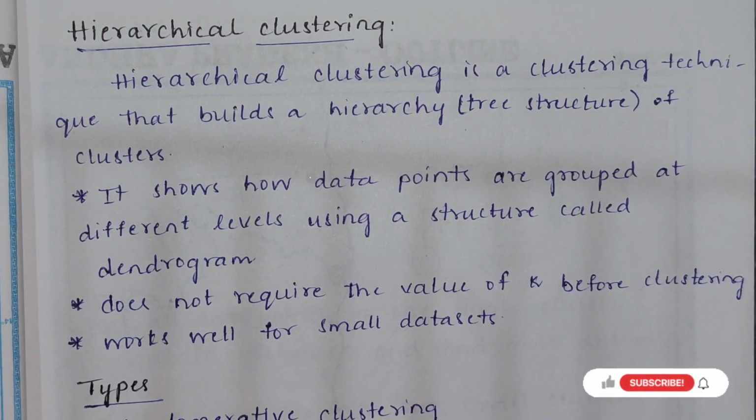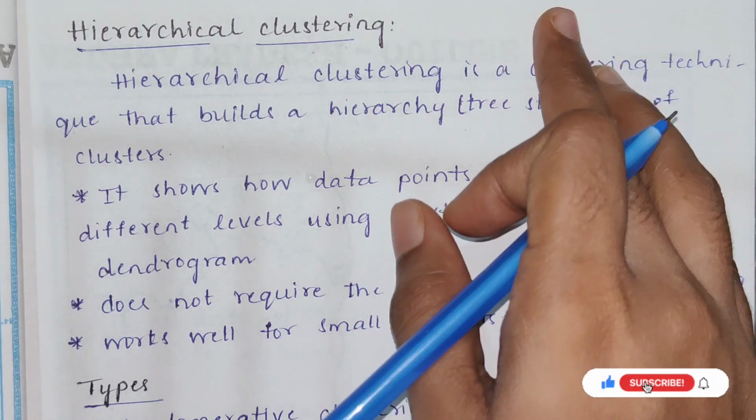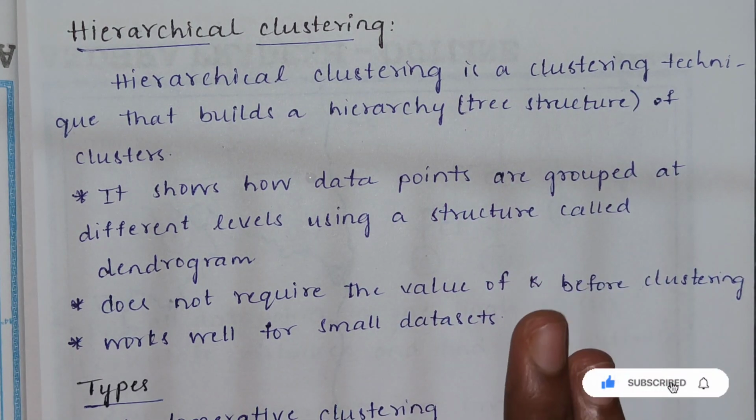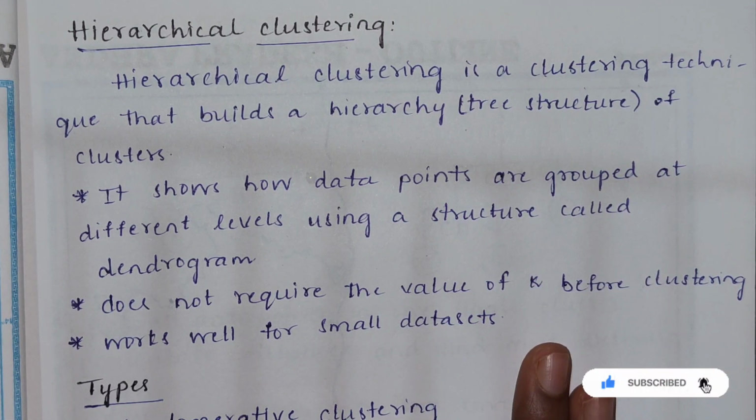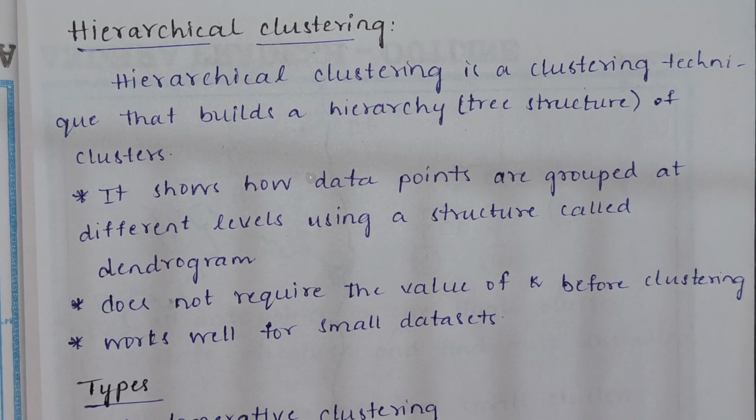First of all, let us have the basic idea of hierarchical clustering, and after that we will study these points. Hierarchical clustering is a type of clustering technique that builds a tree-like structure of clusters, and that is also called a hierarchy. Here, that tree-like structure is nothing but a dendrogram. A dendrogram consists of a sequence of splitting and merging of data, and it basically shows how data points are grouped step by step at different levels.